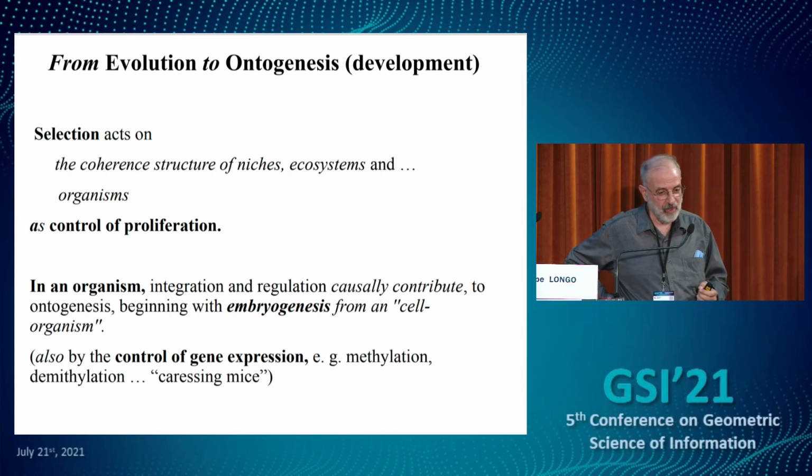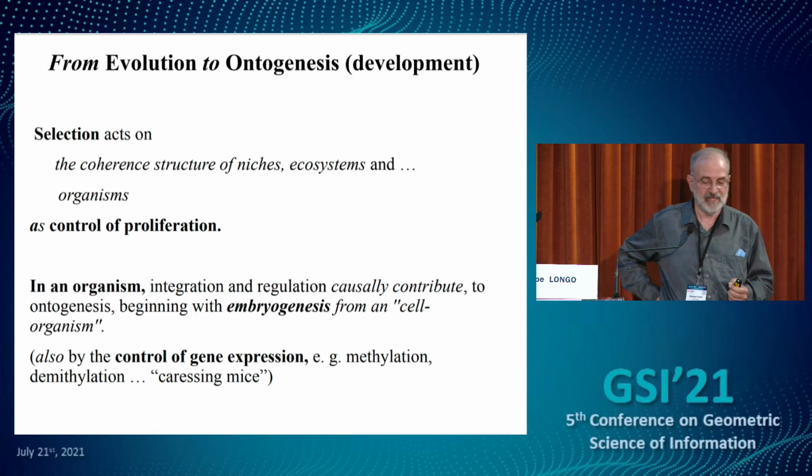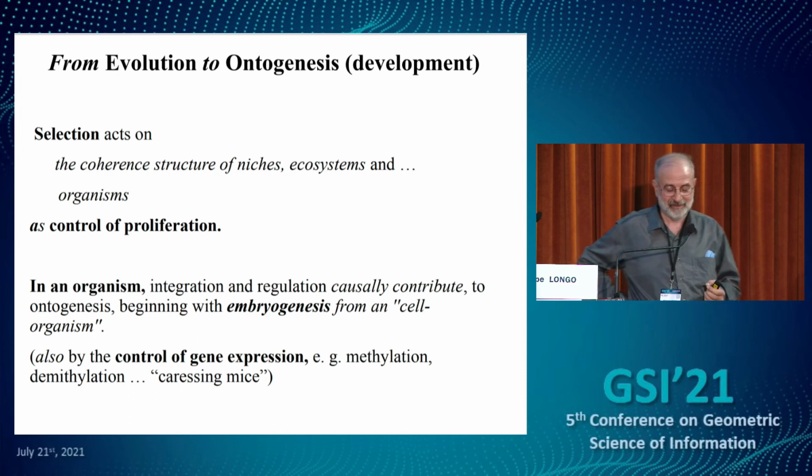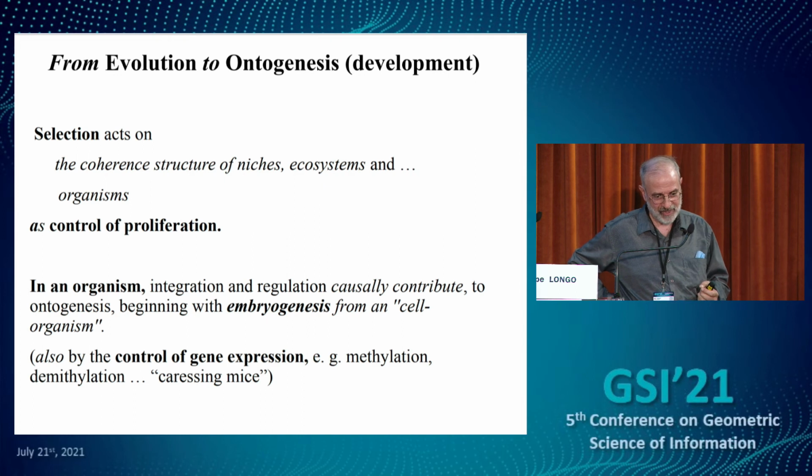The key point is that, interpreting Darwin in a way which I think is the correct one, selection acts on the coherent structure of niches, ecosystems, and organisms as control of proliferation. That's what happens with selection: it is a control of proliferation, which may also mean killing everybody, of course, like with the dinosaurs. That's the most heavy form of controlling proliferation. But it is modulated in very different ways, even within an organism.